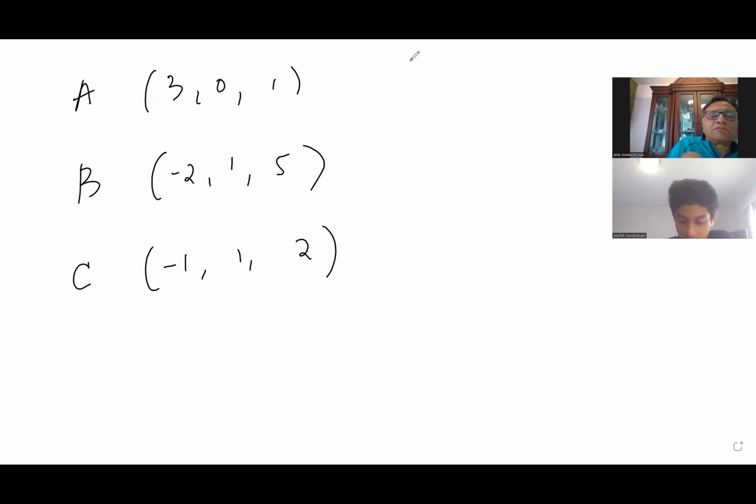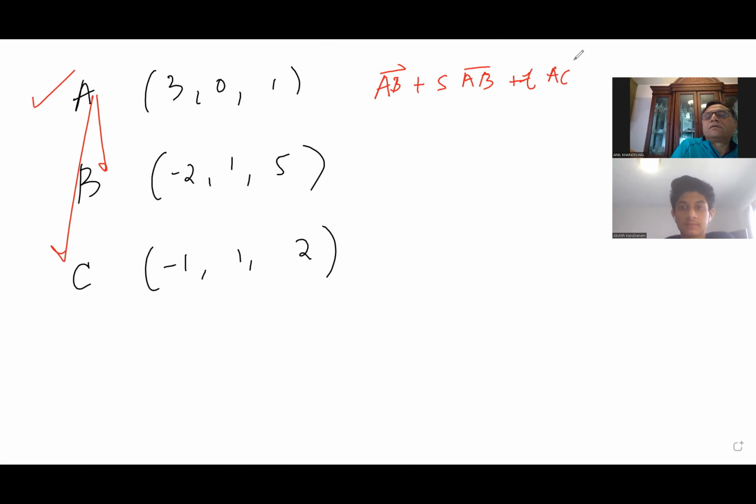Yes, sir. How will you do it? So, sir, the vector equation we said would be R0, which is just a point, right? Plus sA plus tB. Yeah, you can take any point. So we'll take A as that point, right? And then we can set AB and AC, right? So you can say plus s times AB, plus t times AC. You get your equation. Do you see that? Yes, sir.